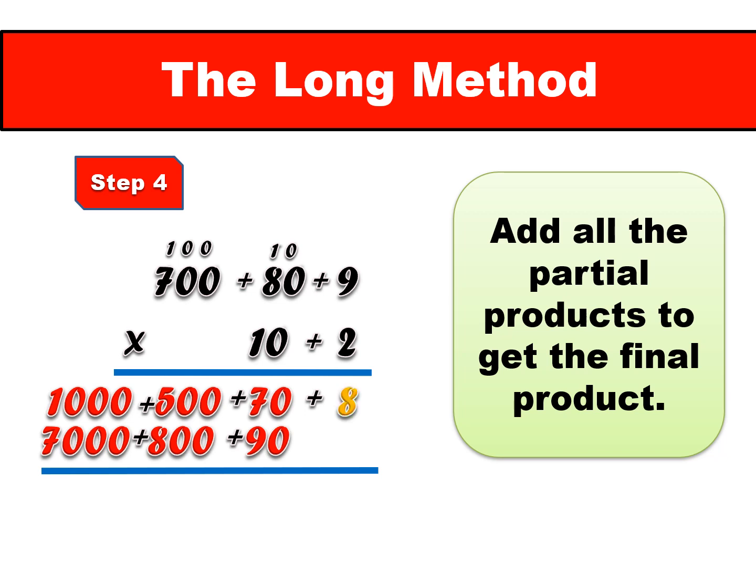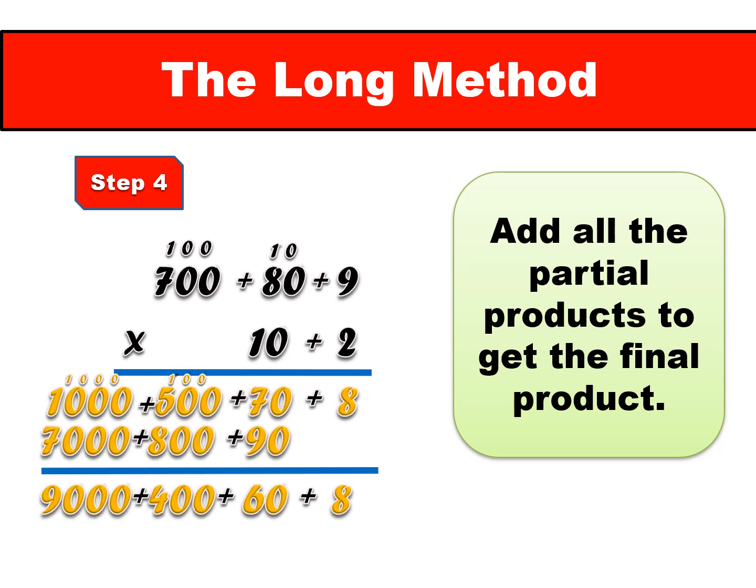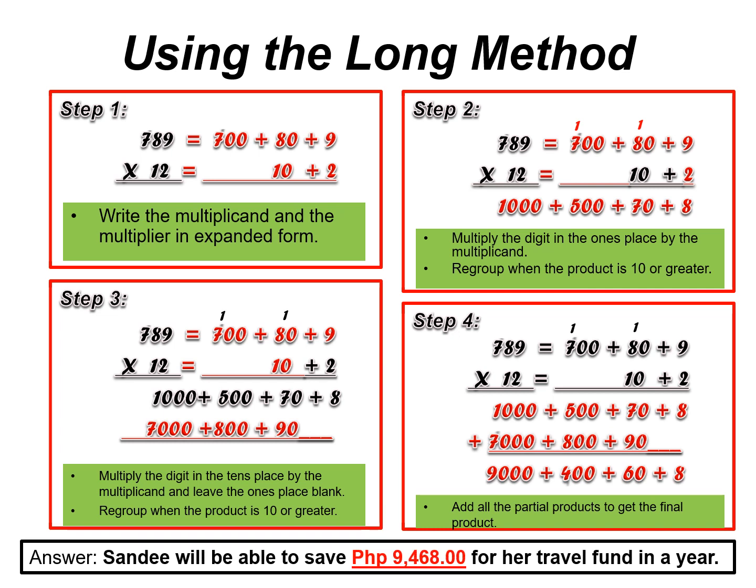We have 8. 70 plus 90 is 160. Bring down 60. Regroup 100 in the hundreds place. 100 plus 500 plus 800 is 1,400. Bring down 400. Regroup 1,000 in the thousands place. 1,000 plus 1,000 plus 7,000 is 9,000. Answer: Sandy will be able to save 9,468 pesos for her travel fund in a year.